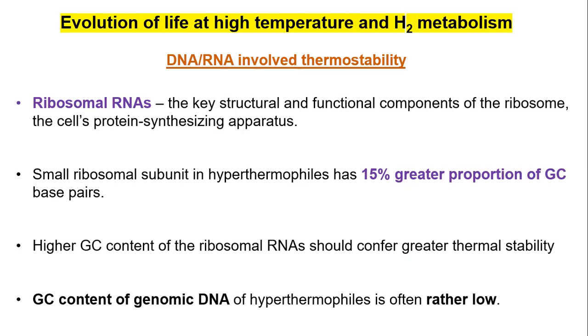We are still at nucleic acids. So ribosomal RNA is the important molecule, the key one that started everything, the RNA world. And apparently in thermophilic organisms, there is a higher percentage of GC pairs. Why would that be? Why are GC pairs better than AT pairs?